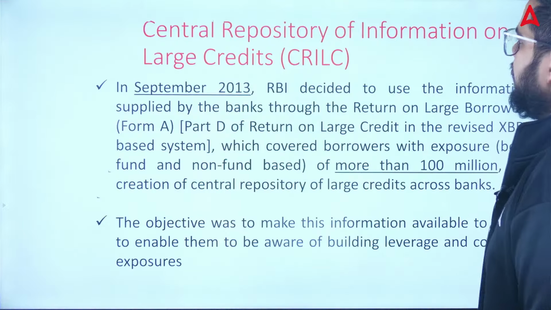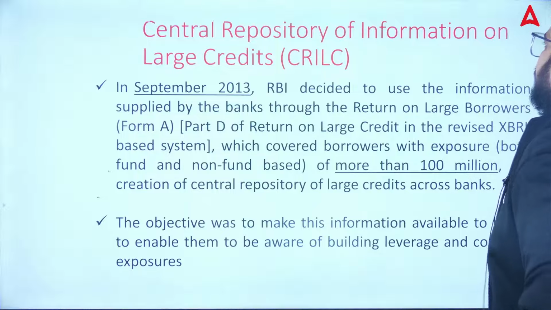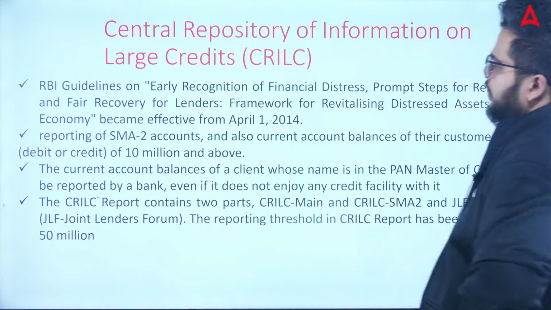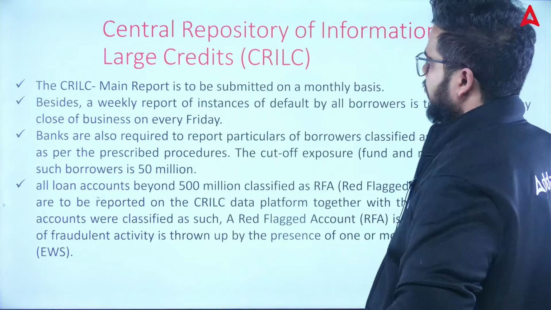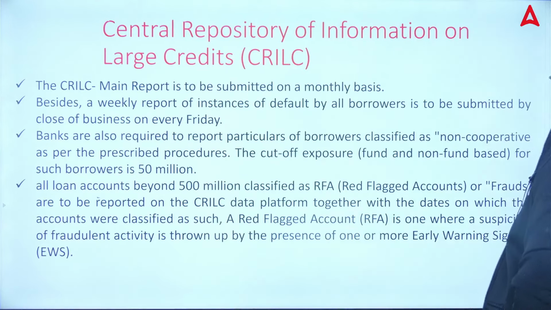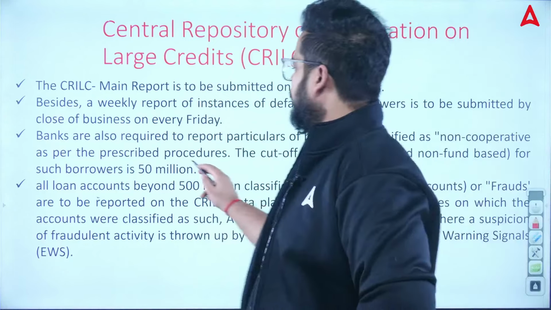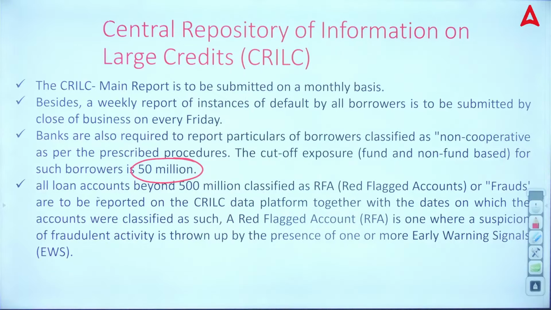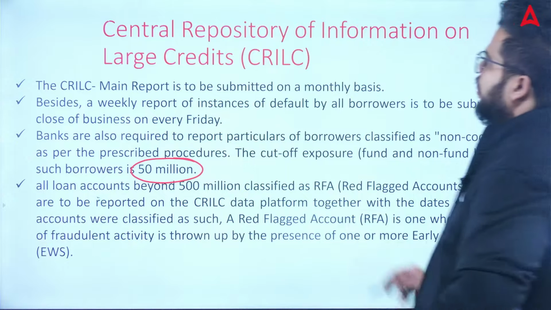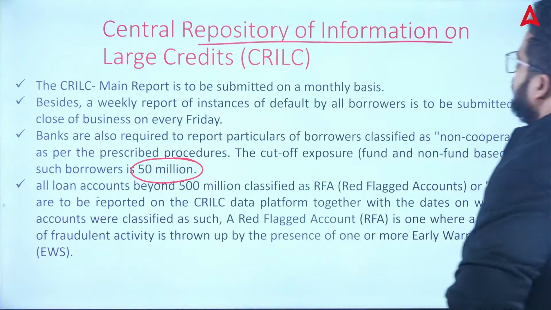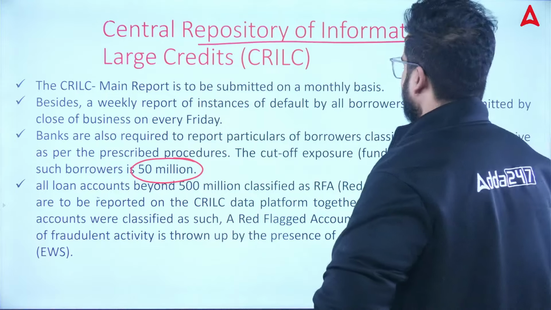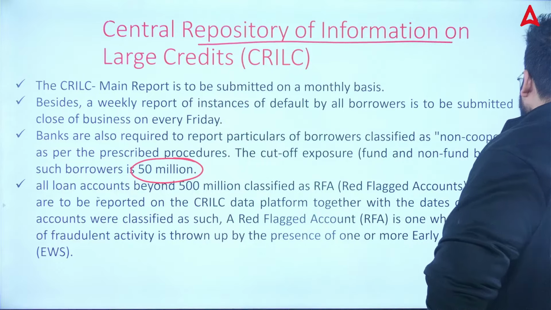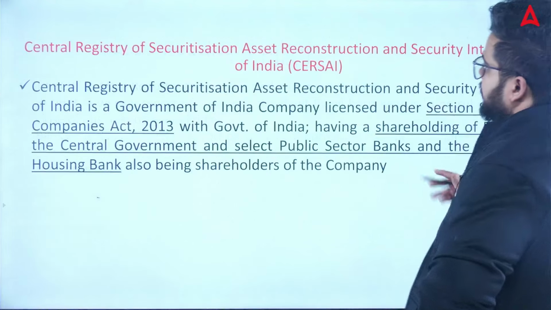Next we have CRILC, the Central Repository of Information on Large Credit. Always remember the limit, it is very important here, which stands at 50 million. Any particular entity having exposure beyond 50 million must report the same to the Central Repository of Information on Large Credit. So it is just a repository, nothing else. Not a CRA, not a CIC, it is just a repository.